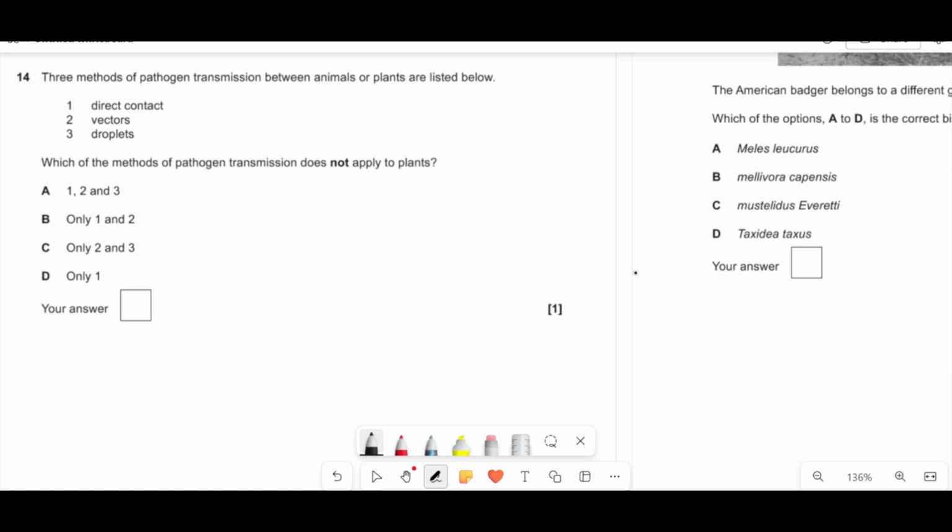3 methods of pathogen transmission between animals and plants are listed below. Which of the following methods of pathogen transmission does not happen to plants? We need to think about what these actually describe. So we're talking about communicable diseases and how they're transmitted, right? So basically how we are spreading disease. So you can do direct transmission, which is where the pathogen is directly transferred from one individual to another, through things like direct contact, so skin-to-skin contact, kissing, sexual intercourse, things like that.